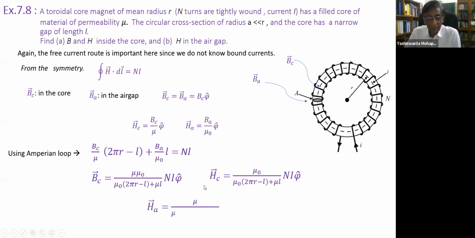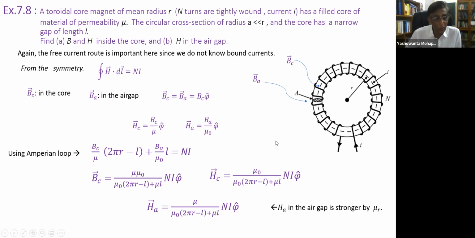All right. What about the air gap? There, H would be mu by mu naught times larger. So that's obvious, and hence you can compare this and this. The H in the gap is stronger, since all the other terms are the same. If there's an air gap here, then H in the air gap is stronger by the relative permeability, mu by mu naught. Suppose I put in a ferromagnetic material of something like 500 or so, then in the air gap the H is 500 times stronger than in the core. And that's why such configurations are used as toroidal magnets.